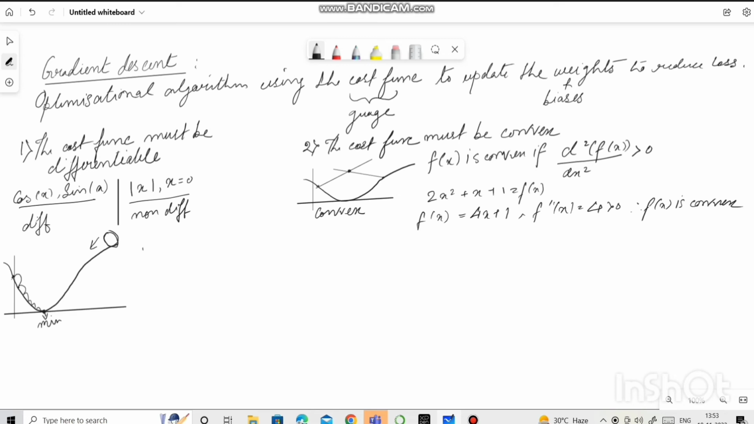Now the working formula of gradient descent is something like this. Now Wn plus 1 would be the updated weights. Wn would be the old weight. Now this is called a learning rate.